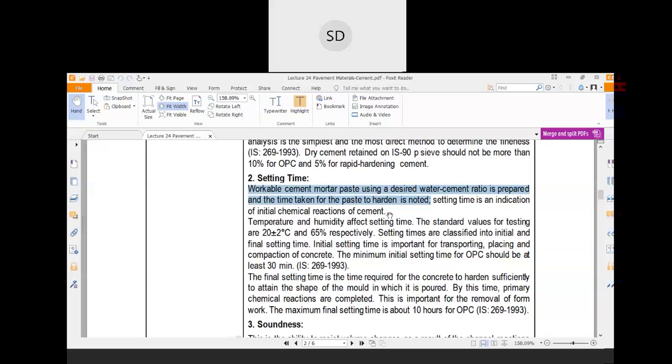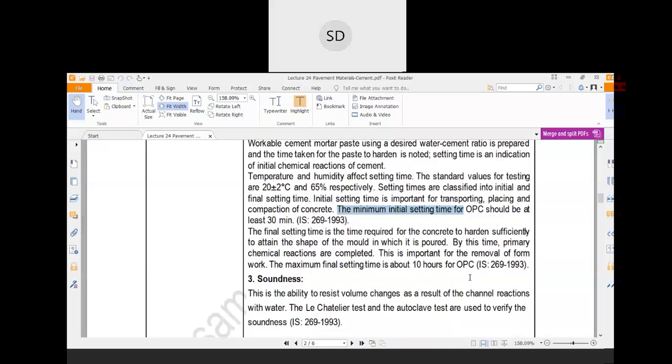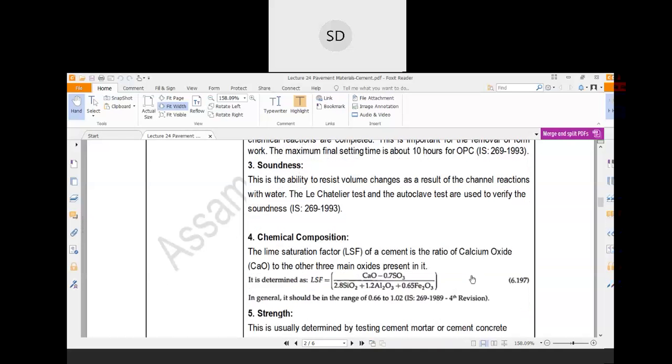So there are two types of setting time: initial setting time and final setting time. Now the minimum initial setting time for OPC should be at least 30 minutes, and the maximum final setting time is about 10 hours for the OPC, as allowed per the Indian standard for road construction.